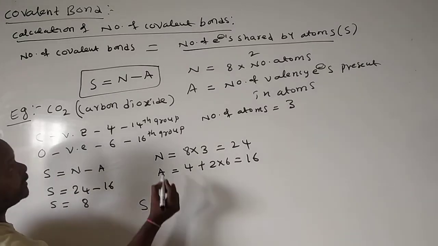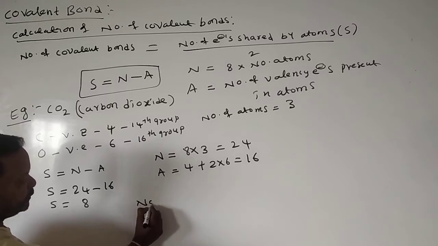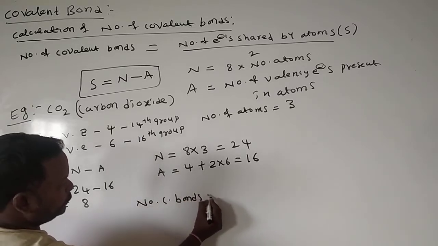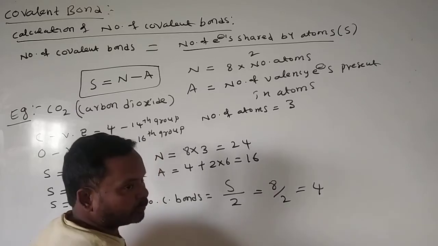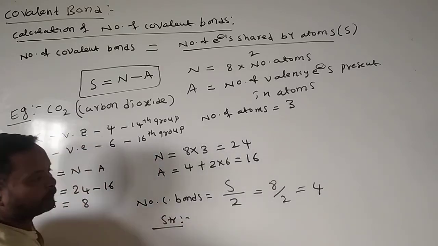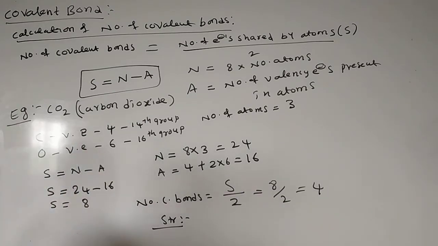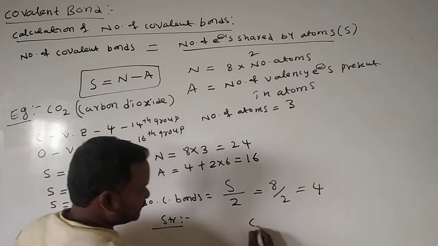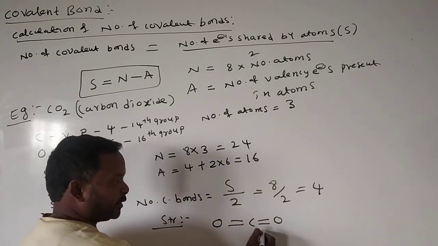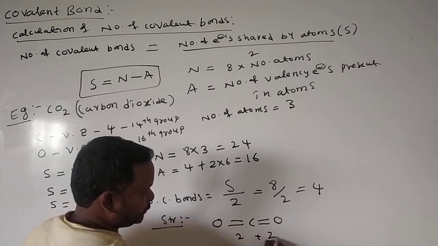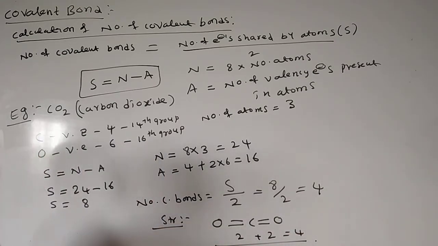Then S is the number of electrons shared. The number of covalent bonds is equal to S by 2. S is 8, divided by 2, that means 4. So 4 covalent bonds are present in this carbon dioxide molecule. See, this is the structure of carbon dioxide. Here 2, here 2, 2 plus 2, total 4 bonds are present. This is just the calculation of the number of covalent bonds.